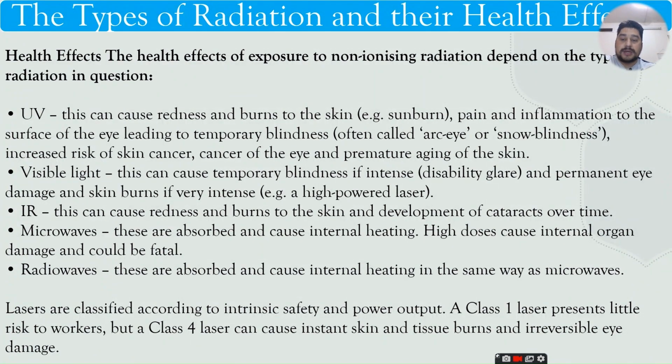As I told you, there are classes: class 1 and class 1M, class 2, class 2M, 3R, 3B, and up to class 4. So these are the classes we have in the laser. In class 1, we have class 1M; then class 2 and 2M; then class 3, 3R and 3B; and we have class 4. As you know, class 4 is the highest energy, and it will cause skin burns and cataracts, and the eye can be permanently damaged.